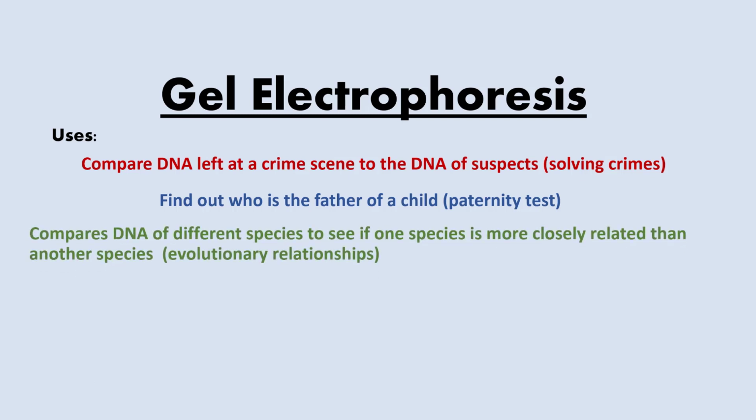Third big use is you could discover evolutionary relationships. You could see which organisms are closely related, which ones are more distantly related. And therefore you could fill out or complete a phylogenetic tree showing ancestry. Now let's take a look at how this process actually works.